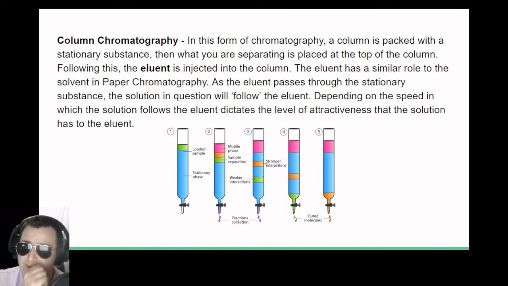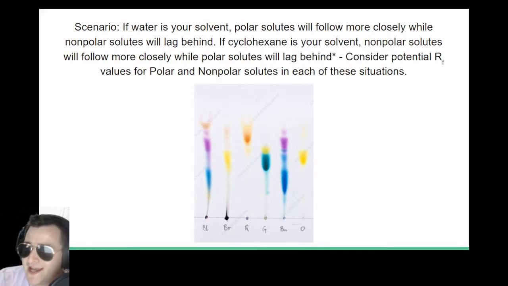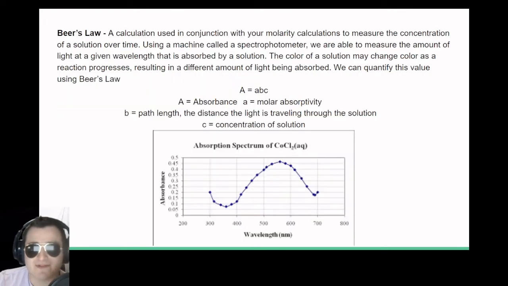Column chromatography, pretty similar stuff. I've never actually seen questions on this on the AP test. I just see it as a topic that's mentioned in the class. And so, effectively, it's doing the same thing as paper chromatography. Just throwing it in here. It's another column, right? Paper is just a flat column.